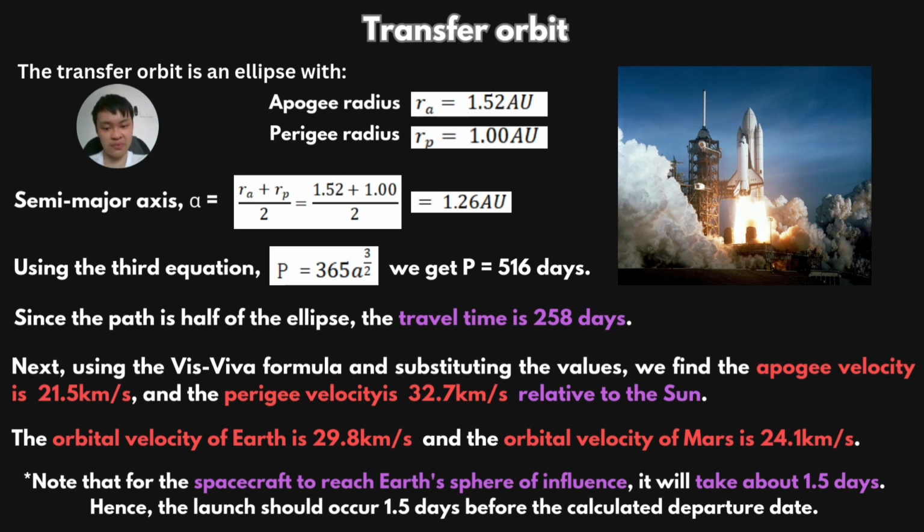Next, we use the vis-viva formula and substitute the values again to find the apogee velocity to be 21.5 km per second, and the perigee velocity is 32.7 km per second relative to the Sun. The orbital velocity of Earth is 29.8 km per second, and the orbital velocity of Mars is 24.1 km per second. We note that for the spacecraft to reach Earth's sphere of influence, it will take about 1.5 days. Hence, the launch date should be about 1.5 days before the actual departure date.